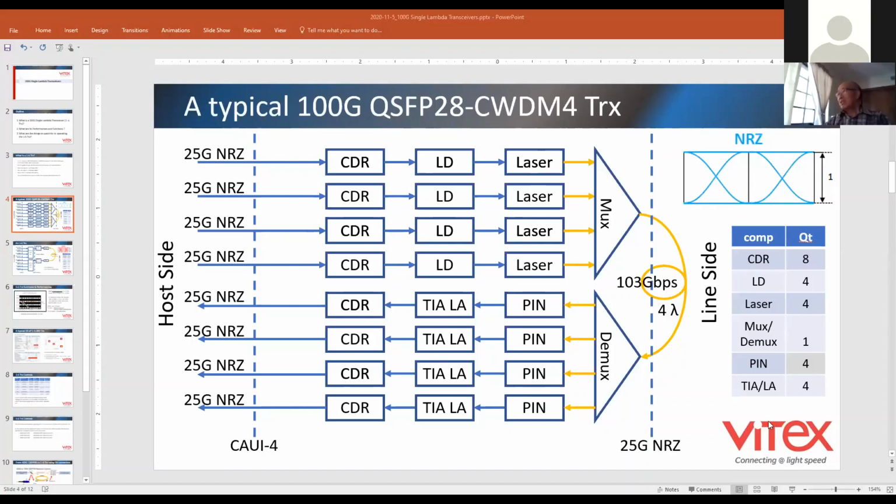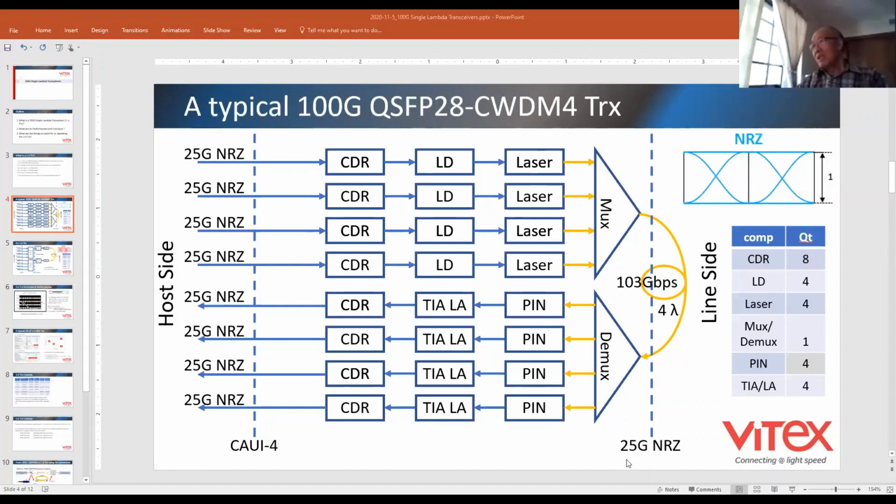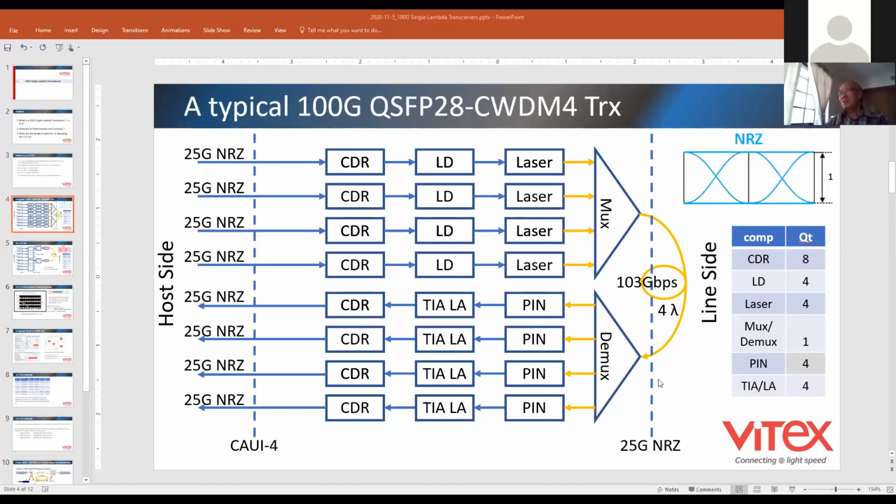On the counts, I just roughly put down the number of major components here for comparison with the next page. Again, on the electric side it is CAUI-4, 25G NRZ. On the line side, it is still CWDM. I'm sorry, I was thinking about single lambda; it's still 25G NRZ, no difference. Okay, the format remains the same.